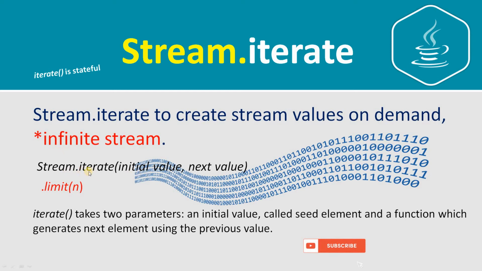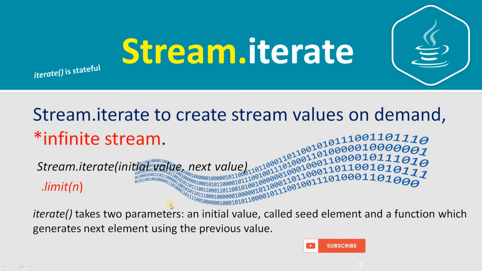Here is the syntax, stream.iterate. Here you will pass the initial value and then the second value. The second value is going to be your function which will create the next value for you. As you can see, I have used limit. Dot limit is a function to limit the number of elements, because stream.iterate will give you an infinite stream, so you need to put a limit. I want n number of elements out of it, maybe 10, 20 or 100. So the function takes two parameters: one is the initial value, also known as the seed element, and the second is a function which generates the next element using the previous value.